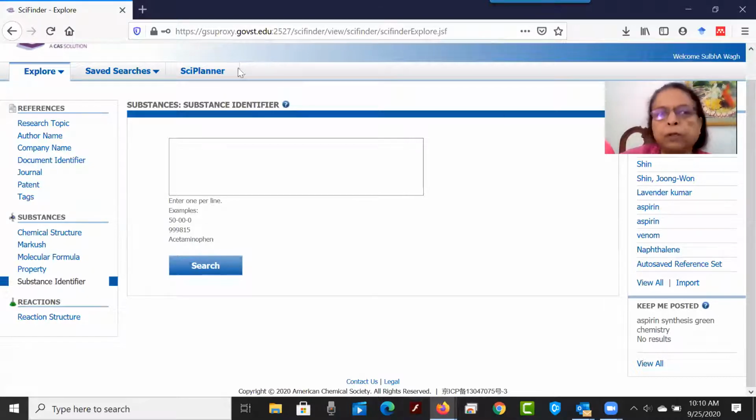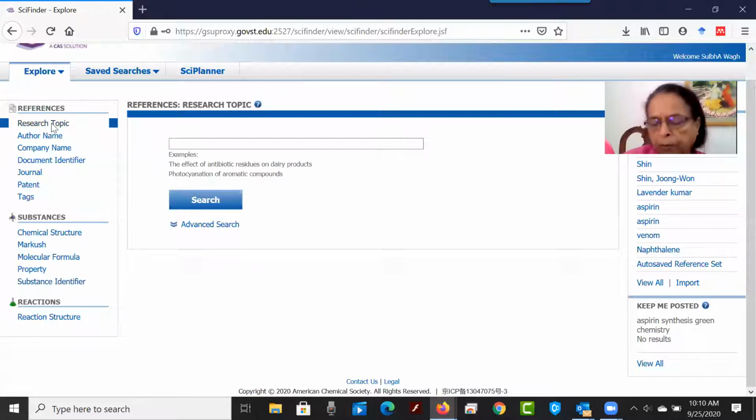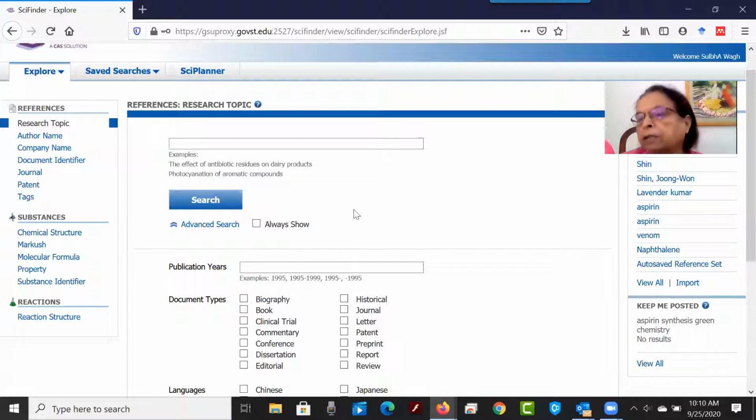Then I'm going to start first with research topic. This is the one you're going to be using the most. And in this, hold on, maybe I got an email. Okay, no. So then I'm going to, first page itself, you have to click advanced search.